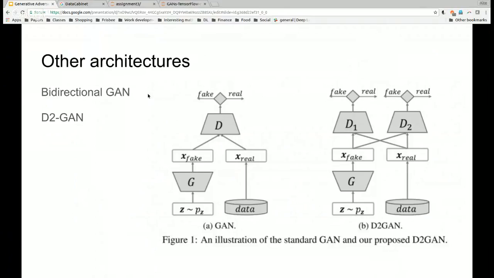So some of the other architectures you can add in: this is an example of D2GAN, where instead of one discriminator network, you'll have two discriminator networks. This is a clever way of trying to add stability to training. There are some details, like the discriminator does not actually output a probability distribution. It outputs a real positive scalar value.